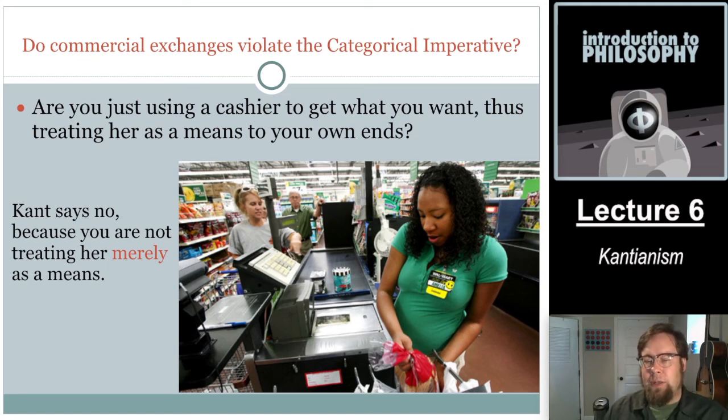Now, one way out is to draw a distinction between merely using someone, or merely treating them as a means to an end, versus treating them as a means to an end and also appreciating that they have their own dignity. So, in the case of the cashier, well, yes, you are using this person in a sense. You're using them to help you get your groceries, but you're not treating them merely as a means to an end. You also care about them. At least I hope so. Like you wouldn't kill them or you wouldn't lie to them or anything like that. So you're not treating them merely as a means to an end.